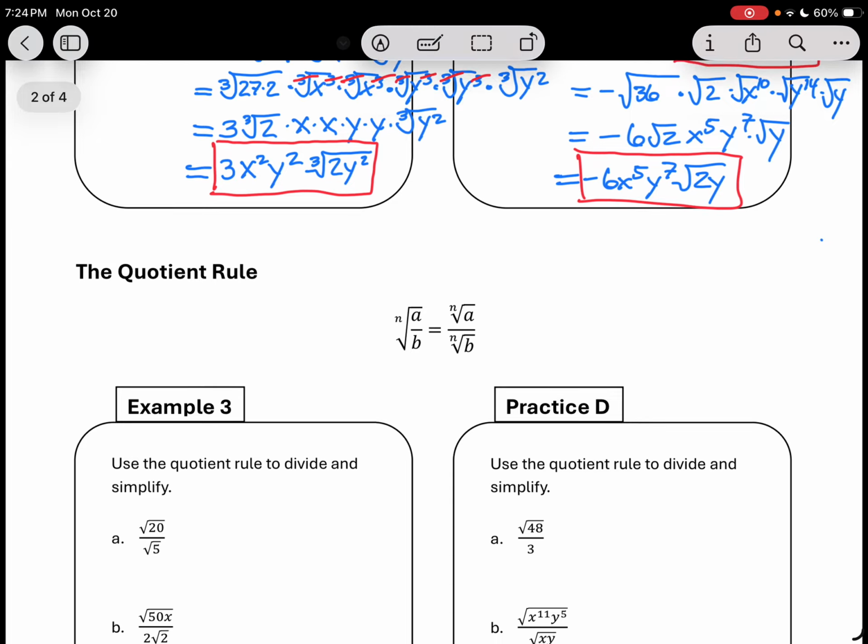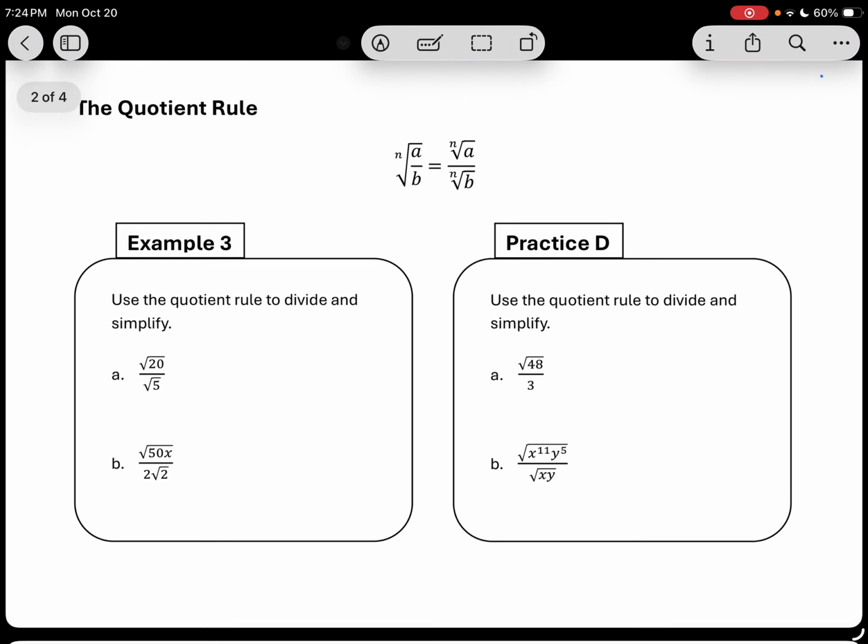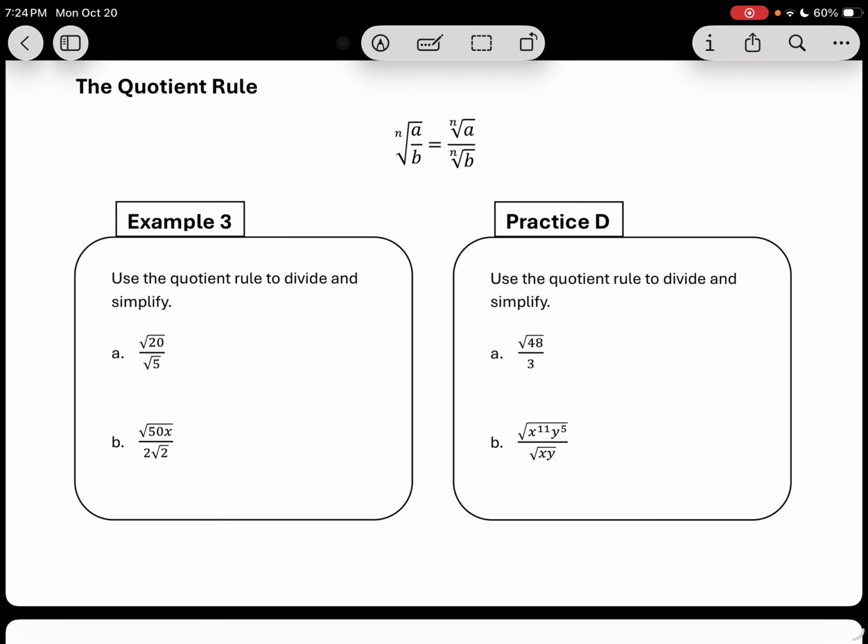Okay, if we take a look at the quotient rule, it's kind of the same thing, but it says that you can do it when things are being divided. So the product rule says you can split up the root with multiplication. You can also split up the root with division. Either split it up or make it one root, which is actually what we're going to do on example 3.